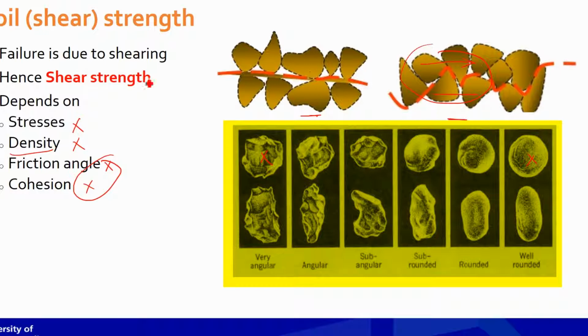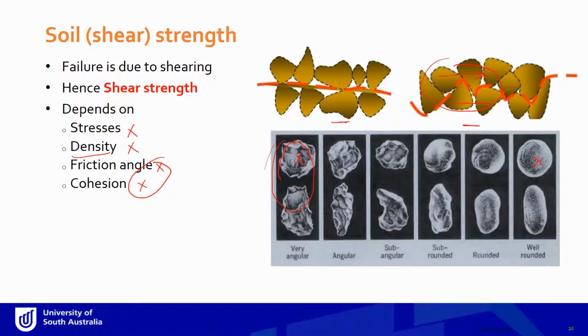And if we have particles like this, it will be much more difficult for one layer of soil to slide past the other, because the surfaces are very rough, and that is increasing its friction resistance.